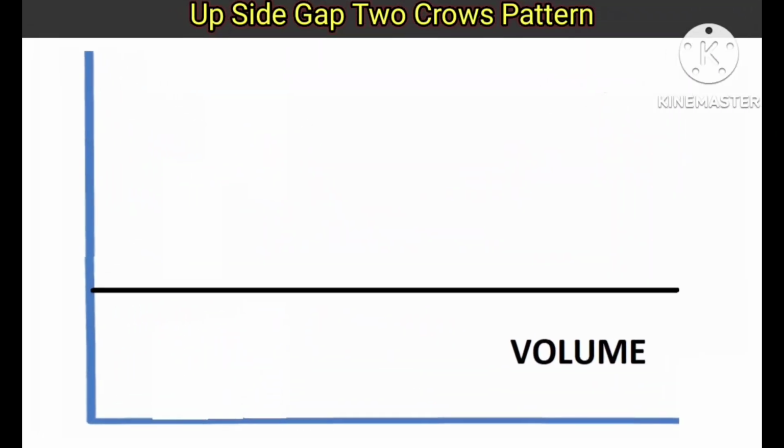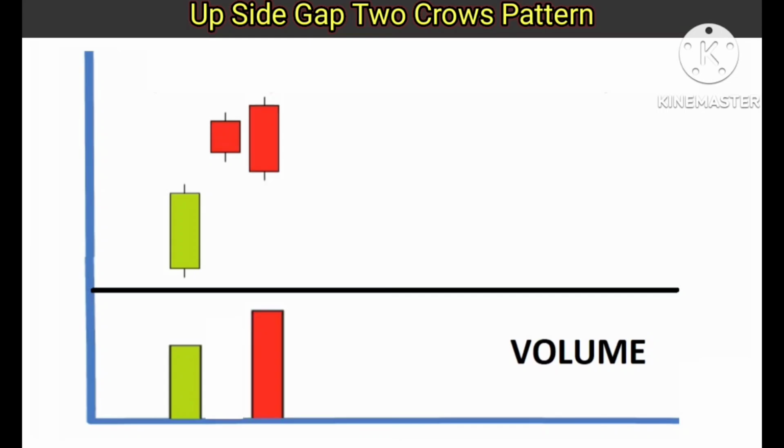Take care of one thing in its volume. As soon as the first candle forms, just check its volume and ignore the volume of the second candle, and when the third candle takes formation, just look at its volume, and it should be higher than the volume of the green candle, because in this pattern the first and third candles are quite important. Still, if the middle candle has more volume than the green one, then it is a good signal.